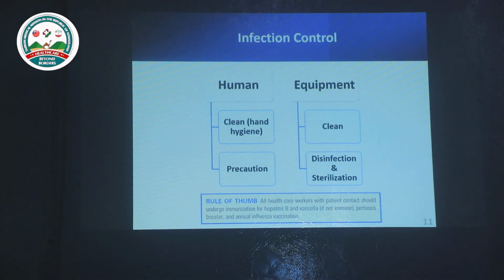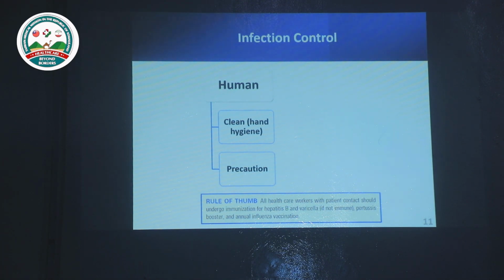Okay, so from the above descriptions, we talked about the risks of poor cleaning of the ventilator circuit. Next, we'll talk about how to do infection control. I divided it into two parts. The first is human, the other is equipment. So let's talk about human first.